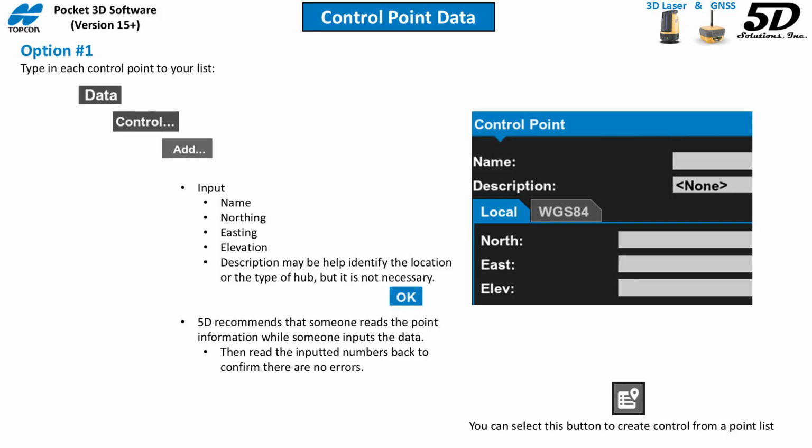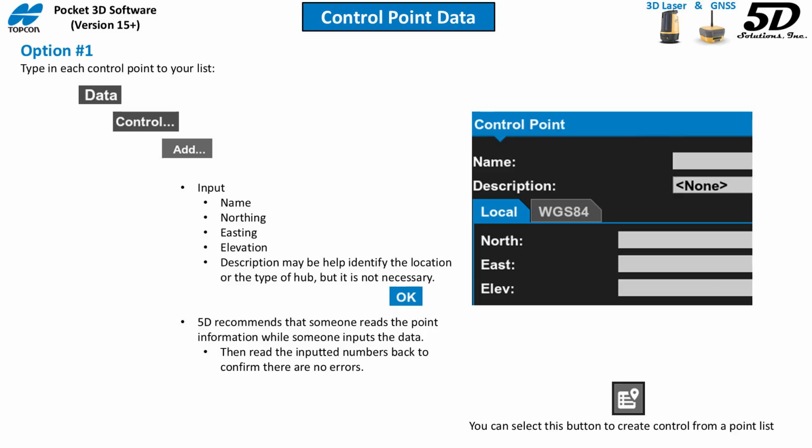Option 1. This is when you are provided a printed list of control points, either from the plans or provided by a surveyor. Select Data, Control, Add, and type in the information. Description may help identify the location or the type of hub, but it is not necessary. 5D recommends that someone reads the point information while someone inputs the data. Then read the inputted numbers back to confirm there are no errors.